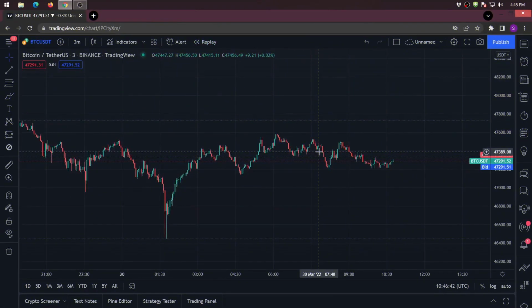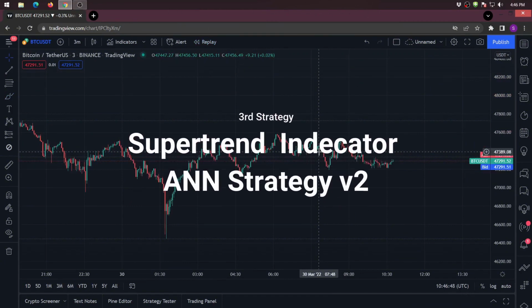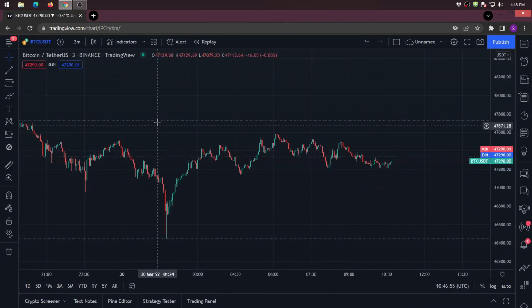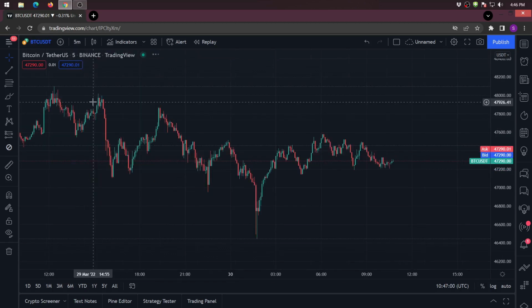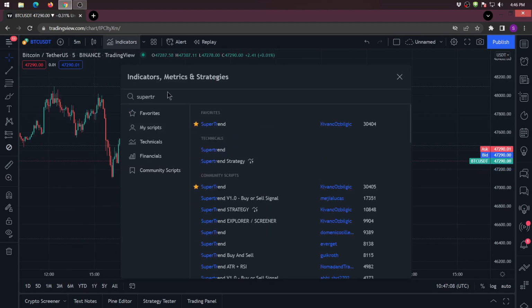So now let's introduce the third Supertrend indicator and strategy. First I simply change the Bitcoin USDT time frame from 3 to 5 minutes. Okay, so now I have to add the Supertrend indicator on my chart. So I simply go to the indicator library, write Supertrend again, and simply apply it on my chart.